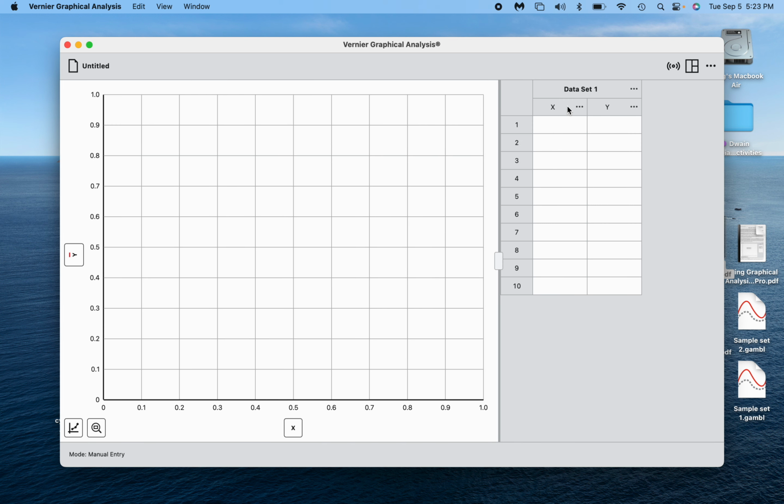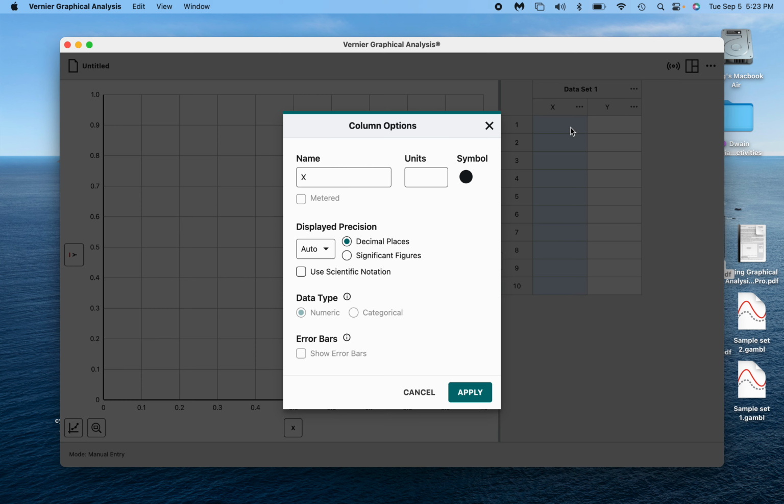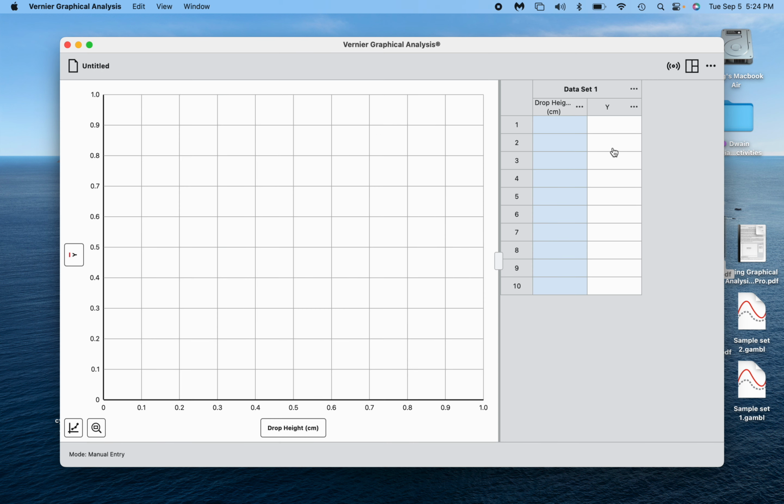The first thing you're going to do is click up here and go to column options. So for this, we're going to be plotting out drop height and bounce height. The independent variable is on the x-axis, so that's going to be drop height. We did a lab with this in my regular physics class. I'm going to say centimeters. You can leave this for right now, be auto, not a big deal. However, when I look at the data, I notice there are no decimals, so I'm going to set that to 0. I'm going to apply that.